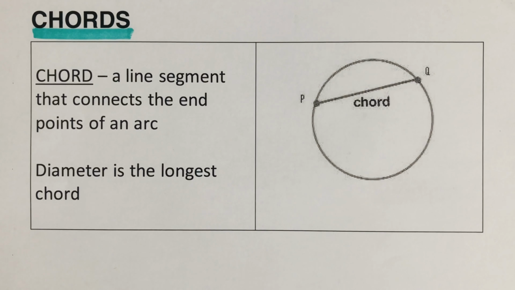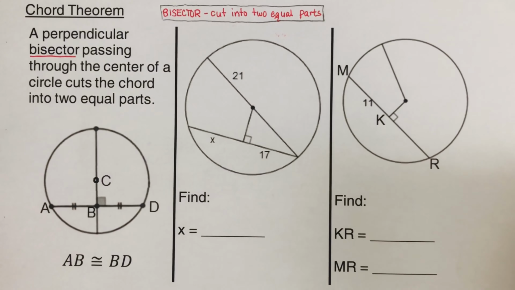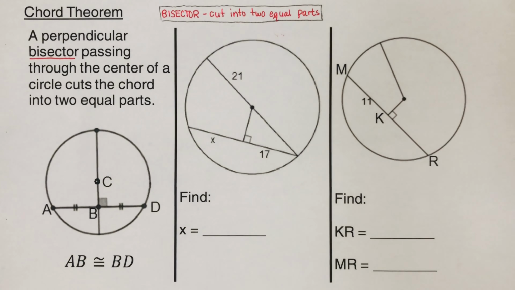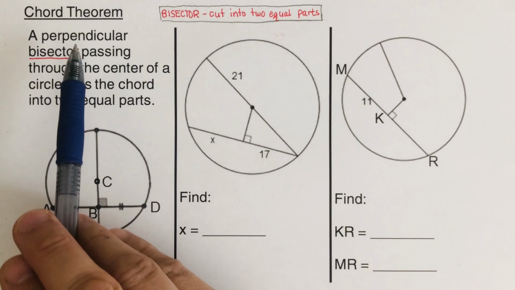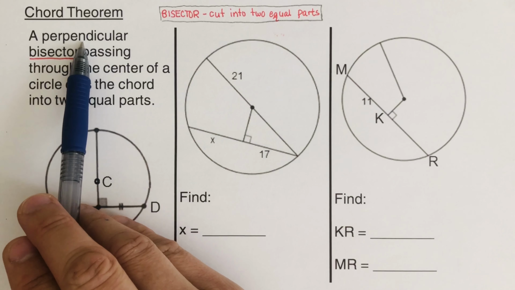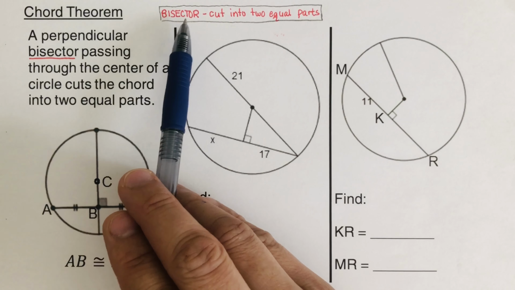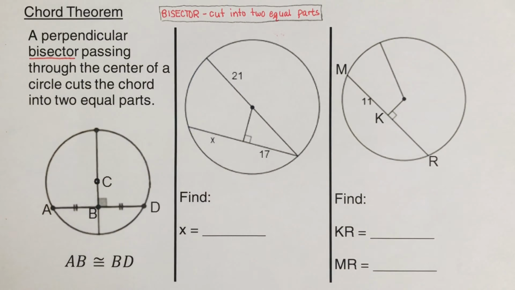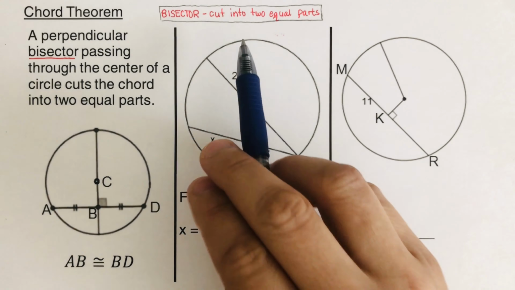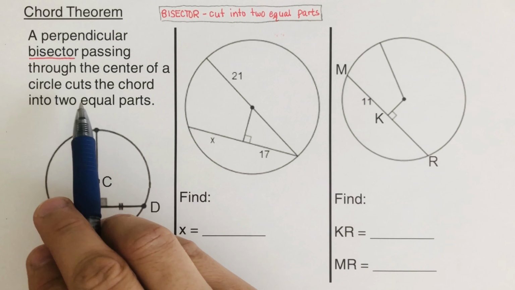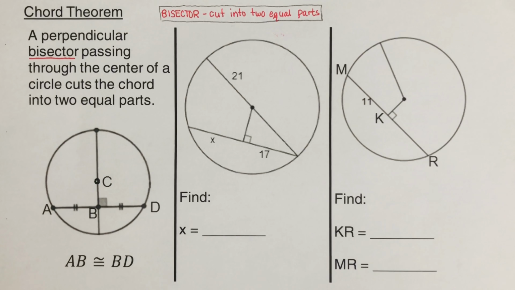We remember that the diameter is the longest of all the chords in a circle. Okay, so let's have the chord theorem here. Let's take this example right here as well. The chord theorem states that a perpendicular bisector, perpendicular meaning it's forming 90 degrees, and bisector, as we've been using in the previous videos, meaning it was cut in half or cut into two equal parts, passing through the center of a circle cuts the chord into two equal parts.